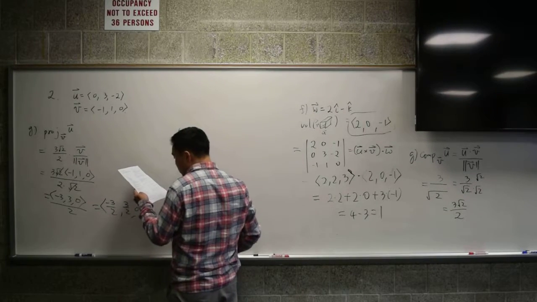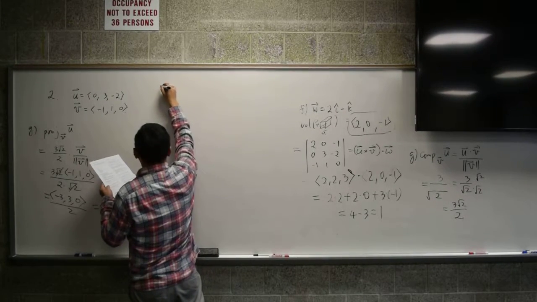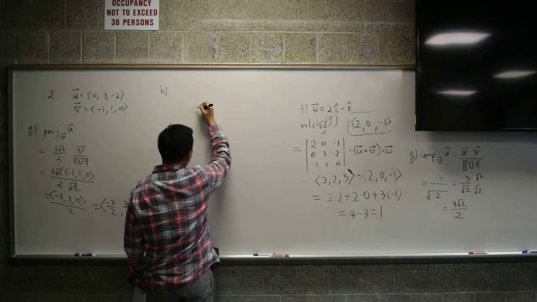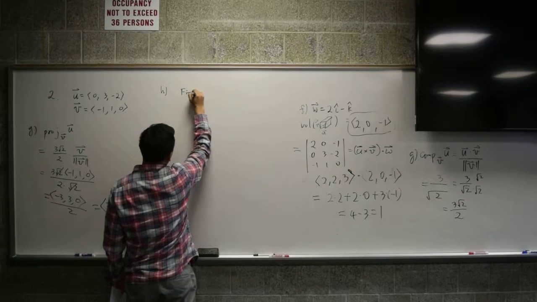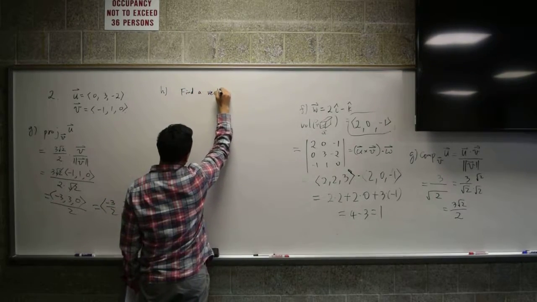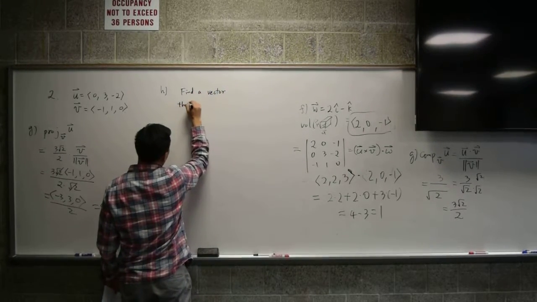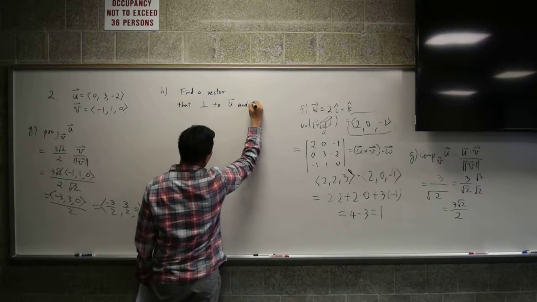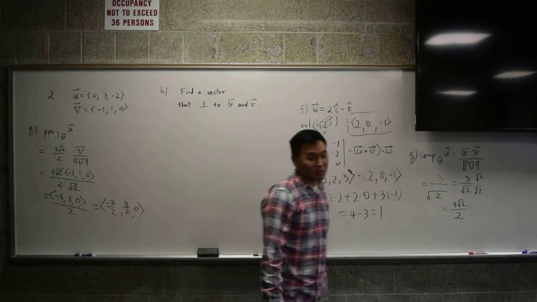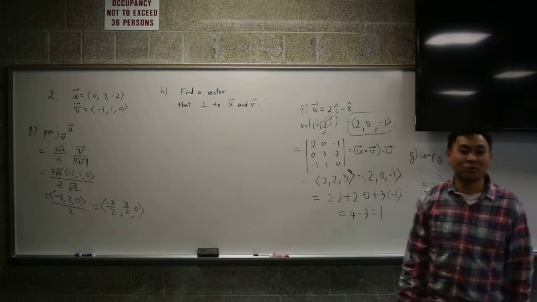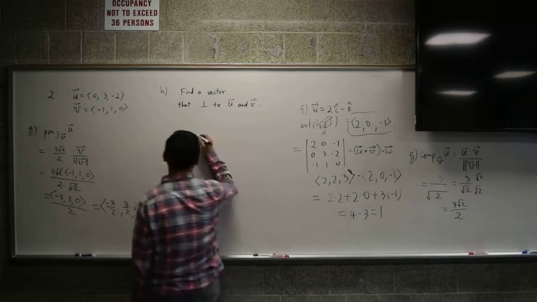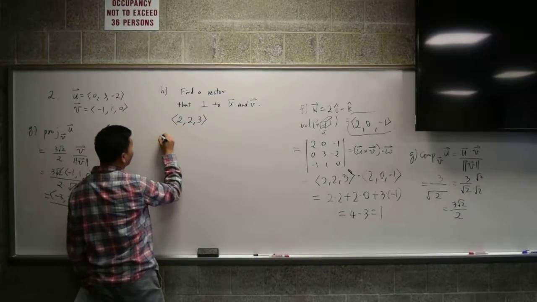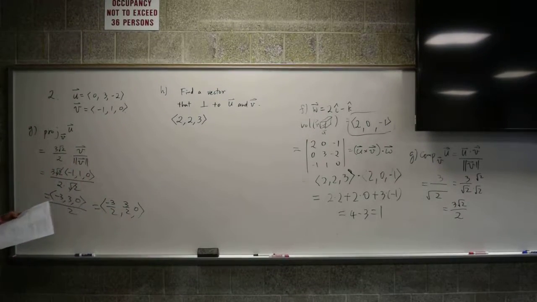Okay, and then H. Find a vector that is perpendicular to U and V. We already know one. What is that? 2, 2, 3, because that's the cross product. Cross products are perpendicular to both U and V, right? So that's the answer. That was easy.